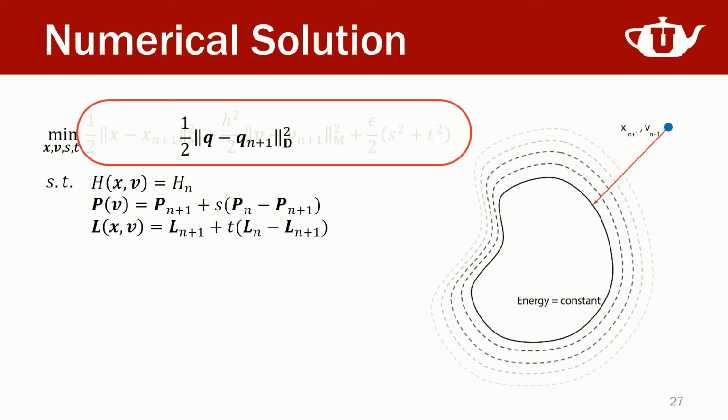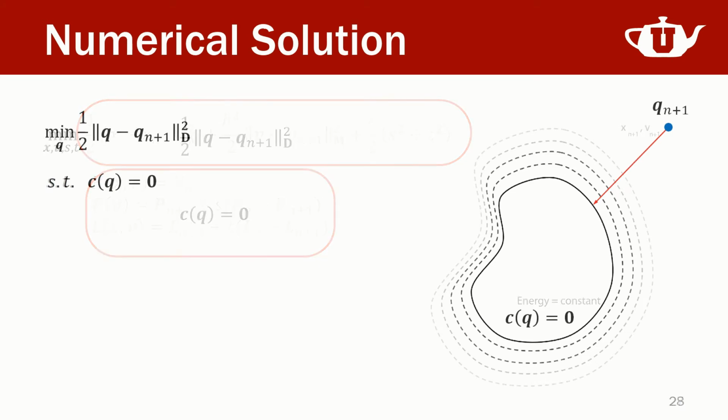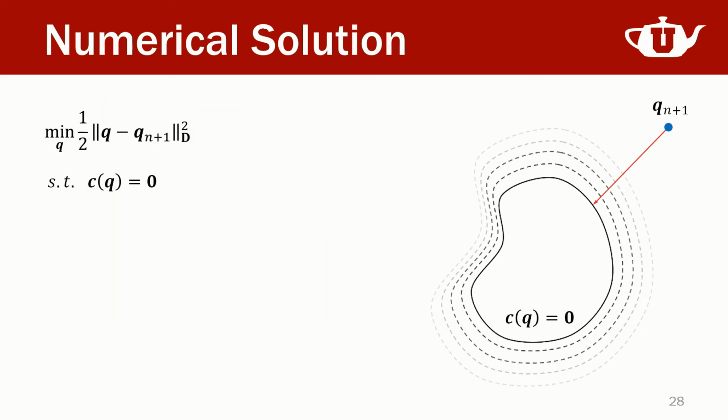Knowing that geometric interpretation, let's first aggregate all the unknowns into a single variable q, and denote the objective as a D-matrix weighted square distance function. We call the matrix D because it's a diagonal matrix. Let's also denote our constraints in a simple form C(q) equals 0. It is now a 7×1 vector constraint. How can we solve this optimization problem?